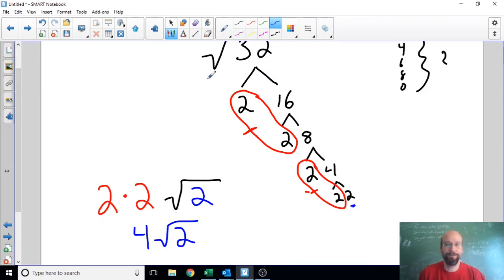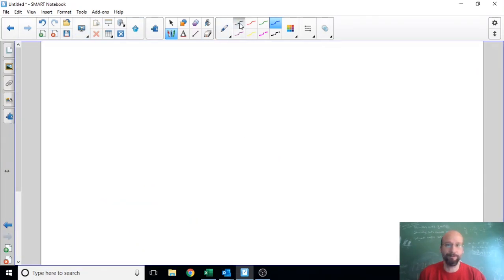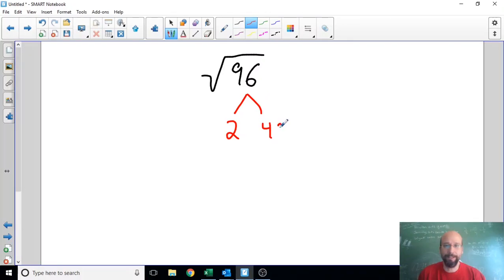All right, let's do 96. One last one, a longer one. So I'm going to break it down, factor it. What 2 factors, what 2 numbers multiply into 96? 2 and 48. 48 would be 2 and 24. 24 would be 2 and 12. 12 is 2 and 6, and 6 is 2 and 3.